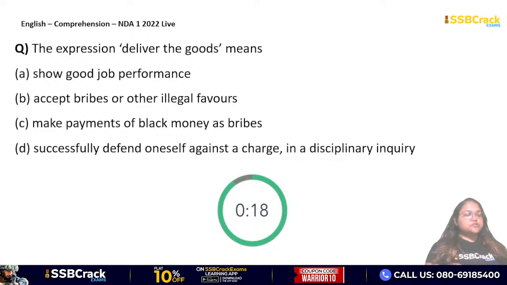Moving to the next question, this is the last one. The expression deliver the goods means: show good job performance, accept bribes or other illegal favors, make payments of black money as bribes, successfully defend oneself against a charge in a disciplinary inquiry.